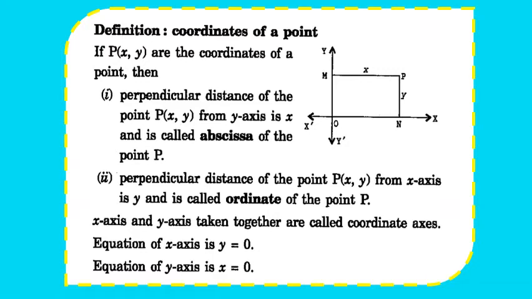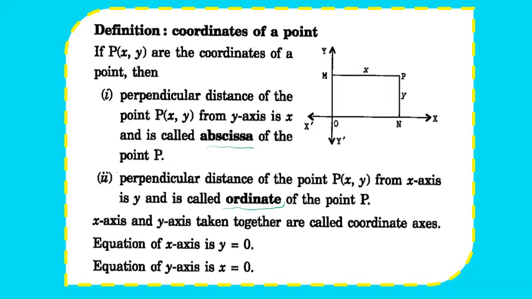First, a few important points to remember that we have already learned in grade 10th: the coordinates of a point. In the figure you can see that P is a point whose coordinates are x and y. The perpendicular distance of the point P from the y-axis is called abscissa, and the perpendicular distance of the point P from the x-axis is called ordinate.